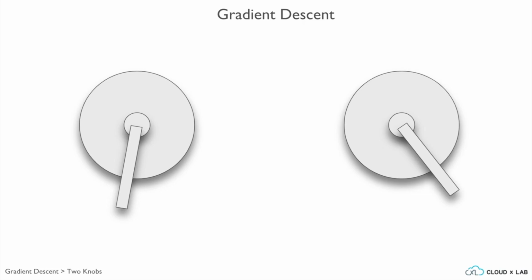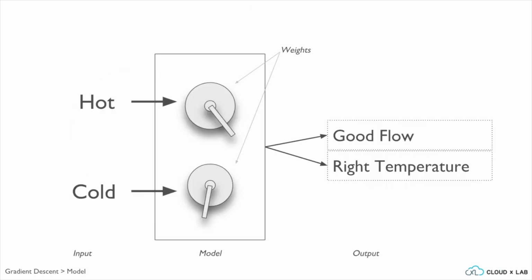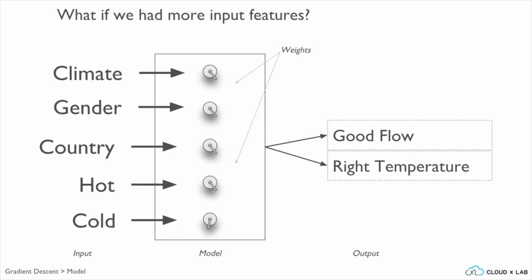We can represent the same using this diagram. What if we had more parameters such as climate, person's details, and the input temperature? In that case, we would require a lot more weights or knobs, and the model will be very complex.